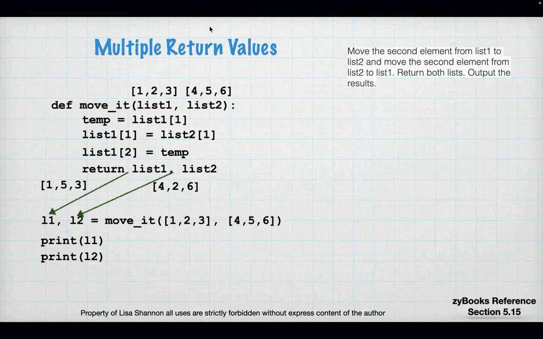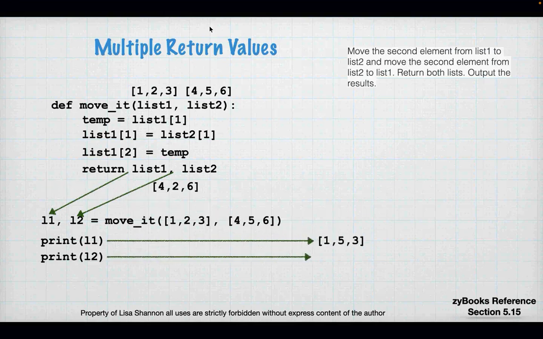You have to have the same number of variables to the left of the single equal sign as you do to the right of the return statement. So I have two variables, list 1 and list 2, to the right of the return statement. So I have to have two variables, in this case L1 and L2, to the left of that single equal sign, or you'll get an error. And then you can print them. So that's what a multi-return does.